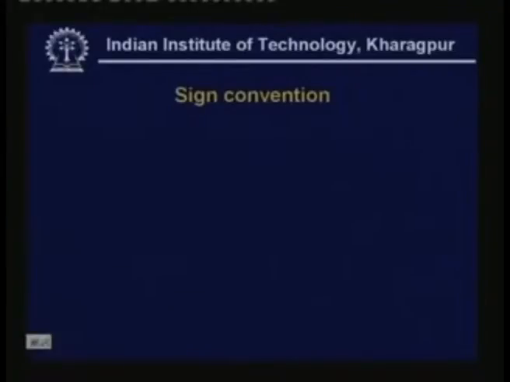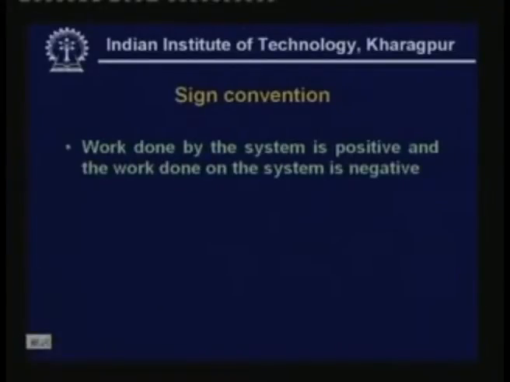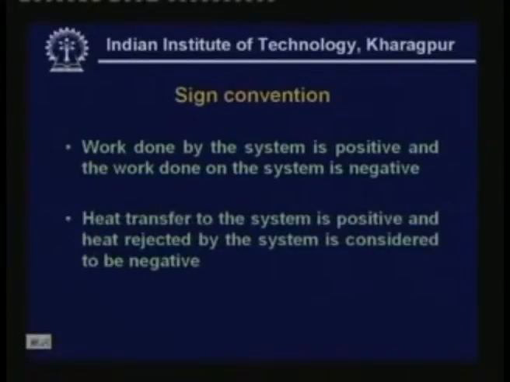Now what is the sign convention followed? Generally in thermodynamics, the sign convention is like this. Work done by the system is considered to be positive and work done on the system is negative. And as far as heat transfer is concerned, heat transfer to the system is positive and heat rejected by the system is considered to be negative. So as far as possible, we will be following the same sign convention throughout this course.